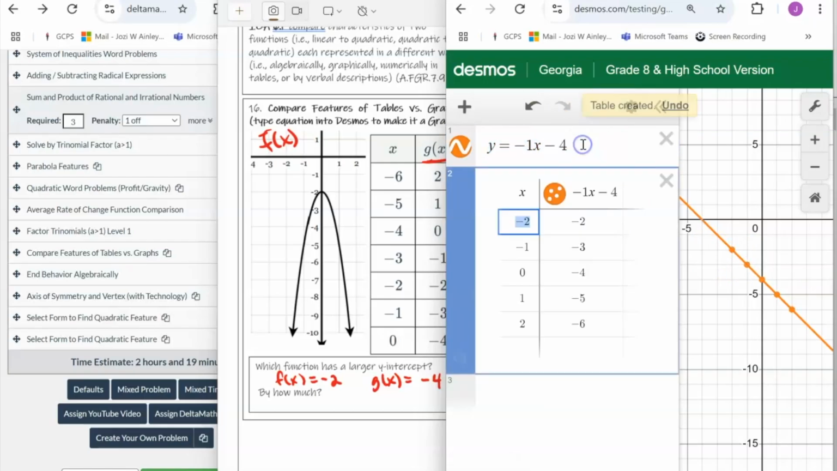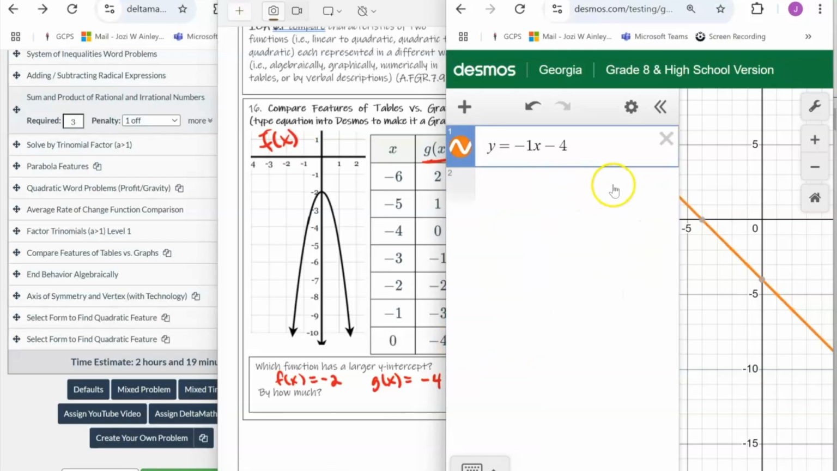And then I can press what? I can make it a table, right? And then I can see everything that the table is. So look, it matches, right? It starts at -2, -2, -1, 3, 0, -4. Okay, so once I have the equation, I have everything I need. So here is my y-intercept. Here are my x-intercepts. Now I can compare all kinds of characteristics, even if the value is not in the table.